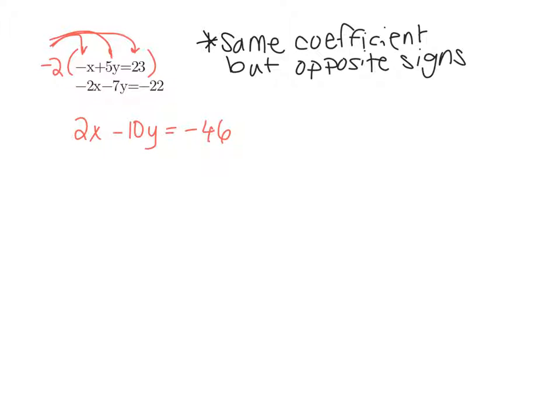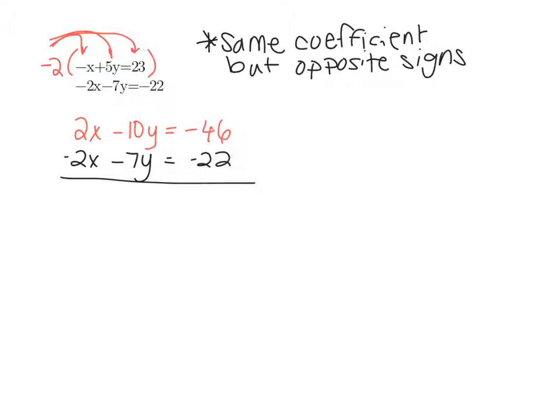So look what happens. I now have a positive 2x from right here, and then if I repeat that second equation, it would be a negative 2x minus 7y equals negative 22. So you can see right here, I have the same coefficients, but opposite signs. So now what I do to continue on with my elimination process is I add the two equations together. And I'm going to combine like terms, and look what happens.